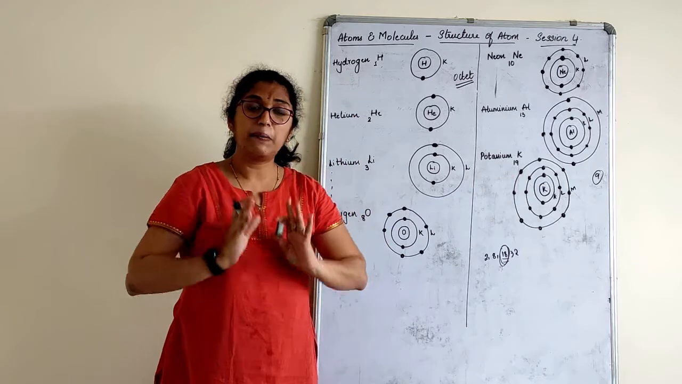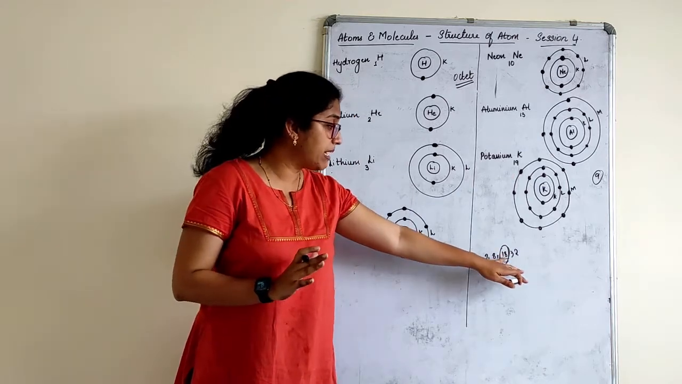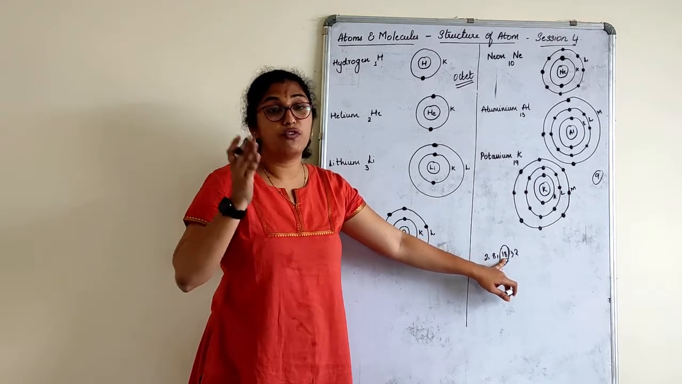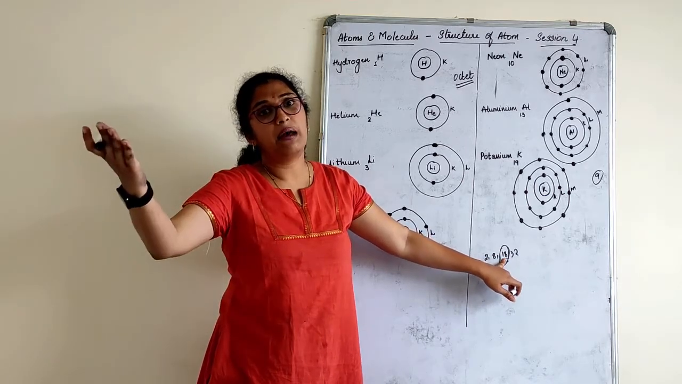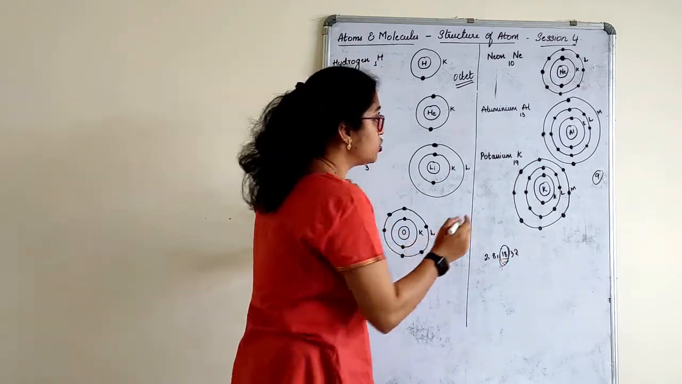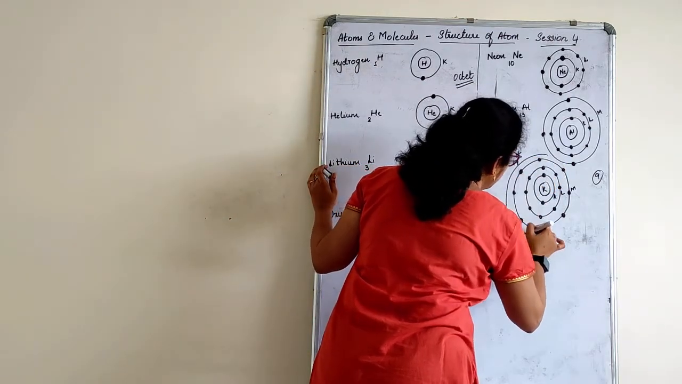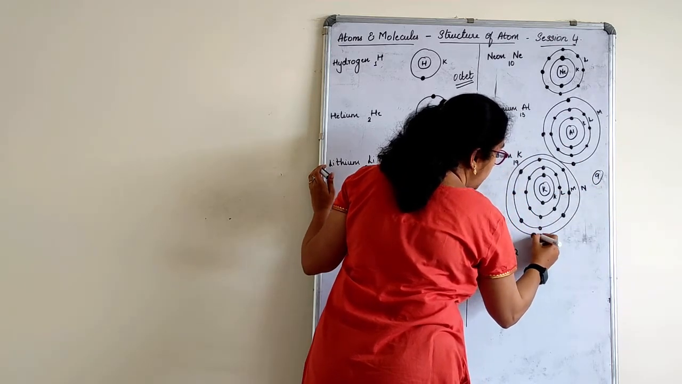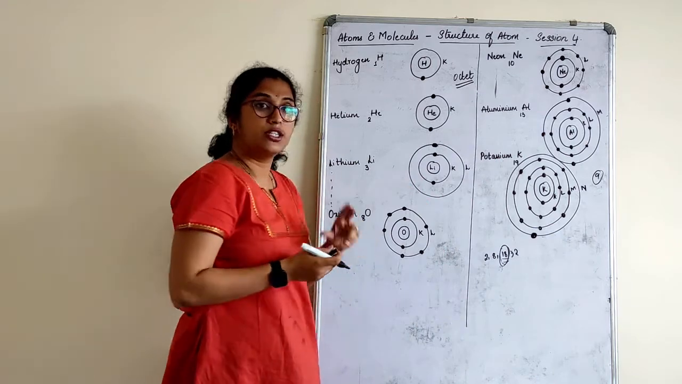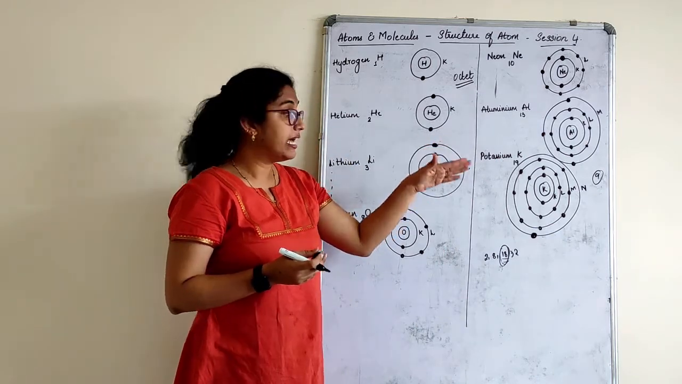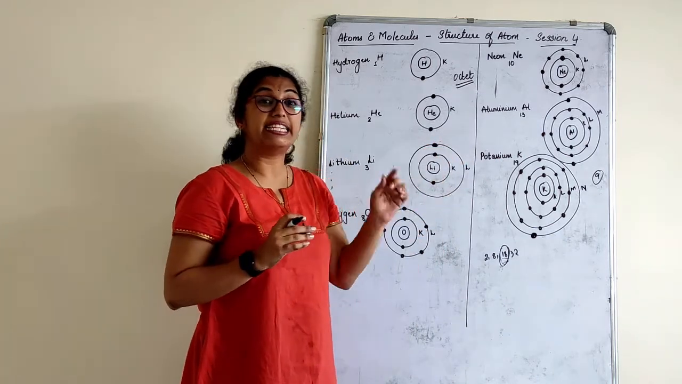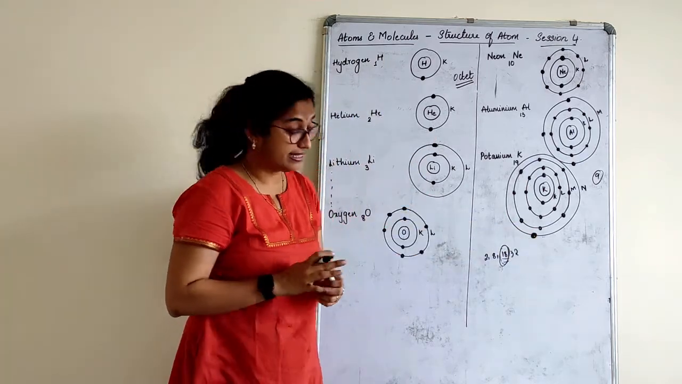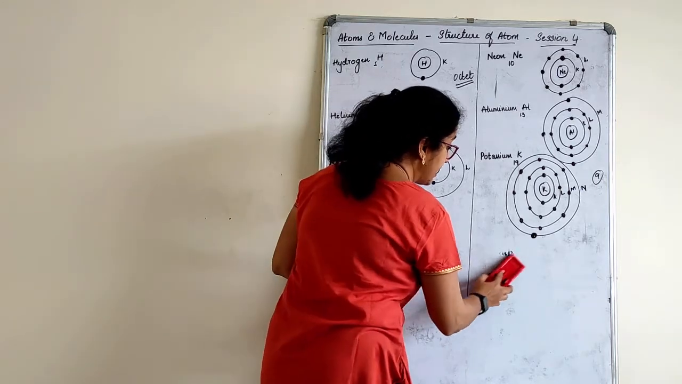So, 8 is a complete structure. Though the shell has a capacity of 18, it cannot take more than that; it has to go for 8 only. What will happen after that? It will go to the next shell. So, I have to draw one more shell here. K, L, M, N. How many do I have to draw? Only one. 2 plus 8, 10. 10 plus 8, 18. 18 plus 1, 19. So, understood how potassium is done?